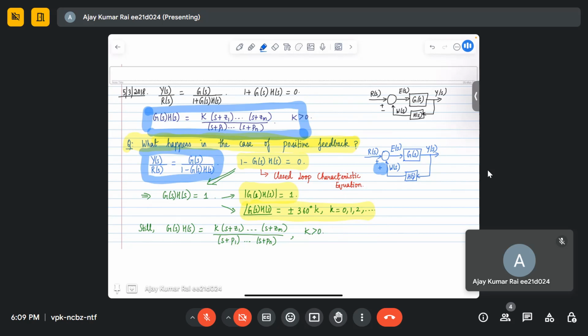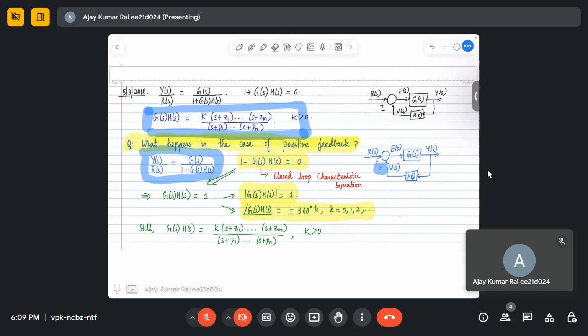If you write the closed loop transfer function Ys by Rs, you'll be getting, if you see the denominator, 1 minus GsHs, okay. In the previous case we had 1 plus GsHs, okay. So what is the closed loop characteristic equation? It is 1 minus GsHs, which you make equal to 0. So that is the closed loop characteristic equation for the positive feedback, okay.